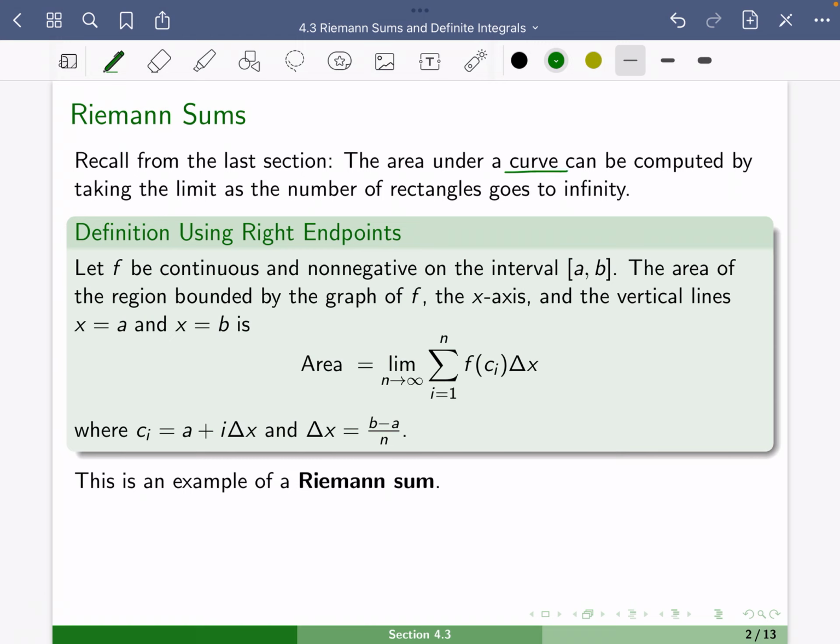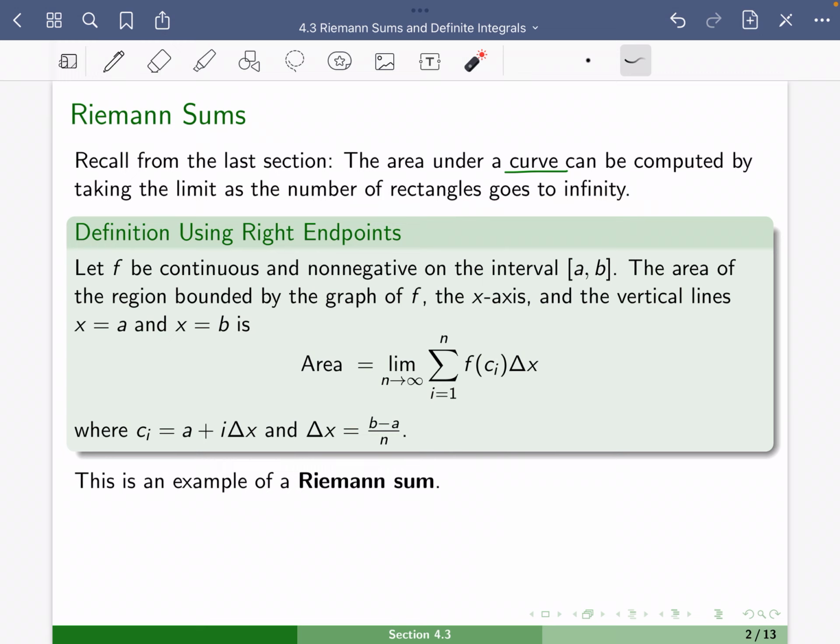All right, so recall from our last video, from the last section, that the area under a curve could be computed by taking the limit as the number of rectangles goes to infinity, right? So we looked at these rectangles, we approximated areas under curves by adding up areas of rectangles related to that curve. If we let the number of rectangles head towards infinity, then we're going to get the exact area under that curve.